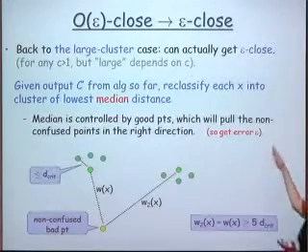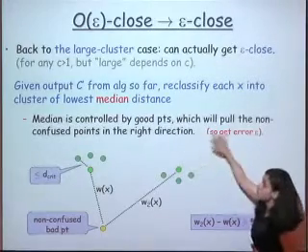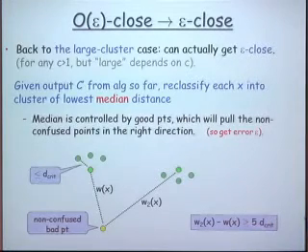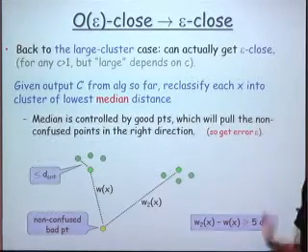And now if these clusters are large enough, then the median will be controlled by good points. And so the non-confused bad points are going to be pulled in the right direction. So we're going to reclassify them correctly.